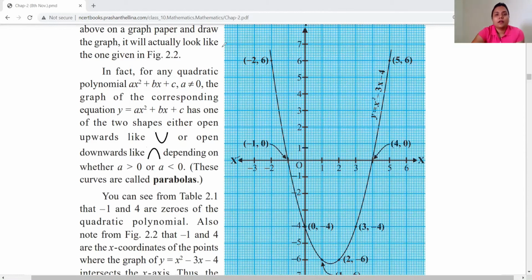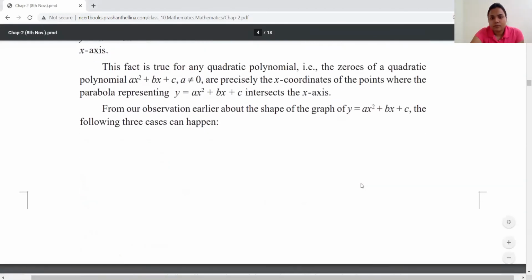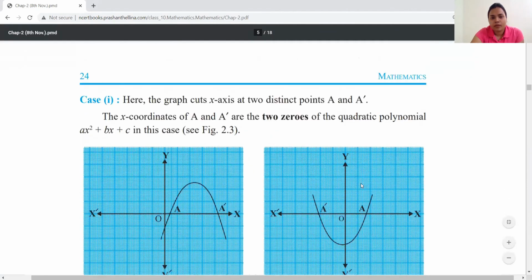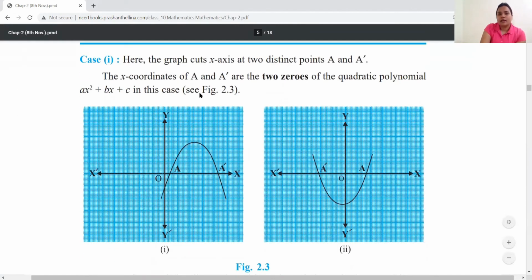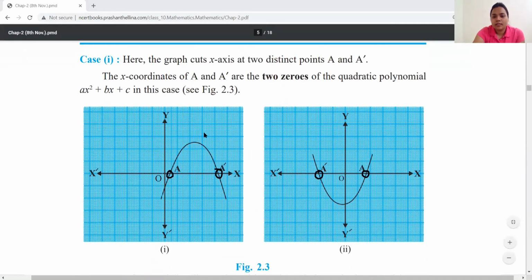The next thing, we'll check the next example also. See, in this case, the graph is cutting at 2 points, at A and A dash. So there are 2 zeros for the polynomial. In this also, this A dash and A. So there are 2 zeros of the polynomial. And we will check the next case.